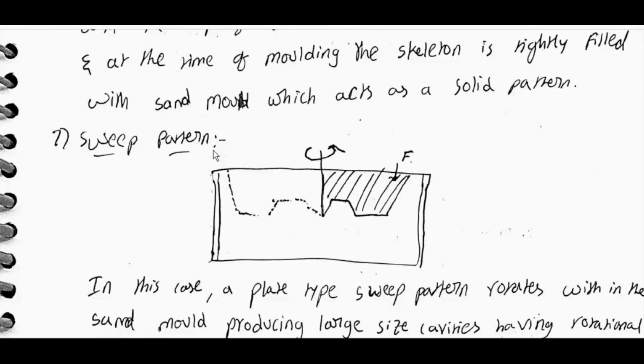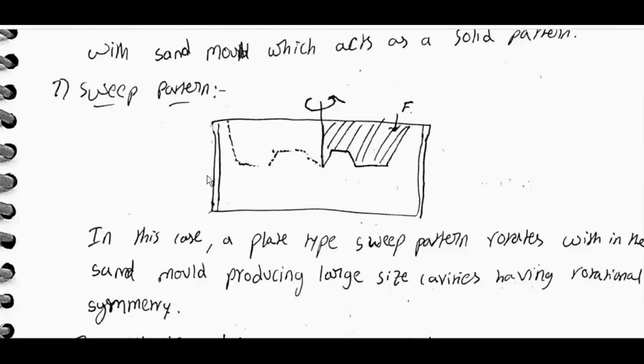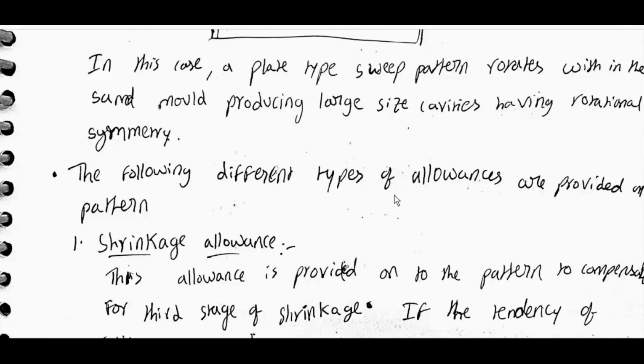Sweep pattern. This is a sweep pattern. When rotated, a plate type of sweep pattern rotates within the sand mold, producing large size cavities having rotational symmetry. The following different types of allowances are provided on pattern.